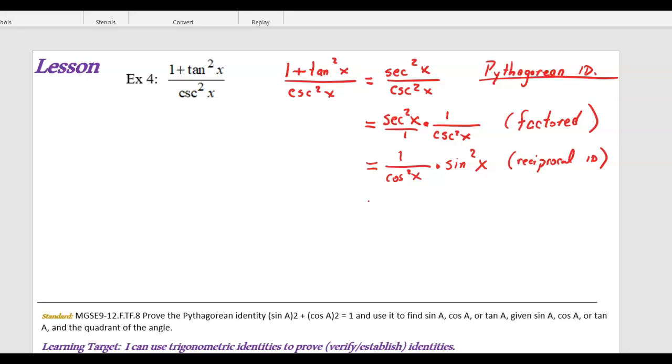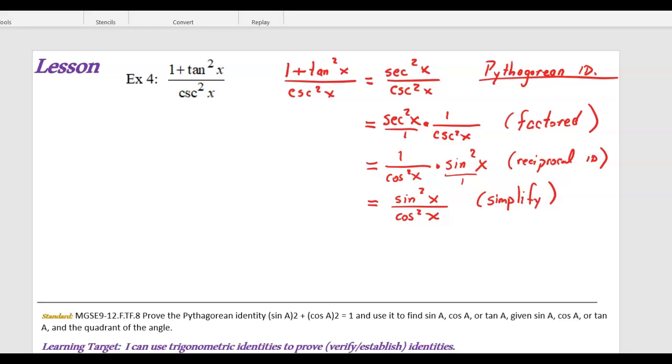Okay, which takes us to fraction times fraction, sine squared of x over cosine squared of x. How do I know this? All I did was simplify. Now, I will never do that again.